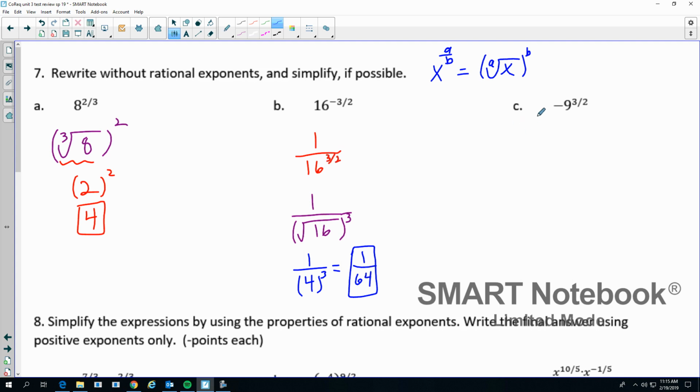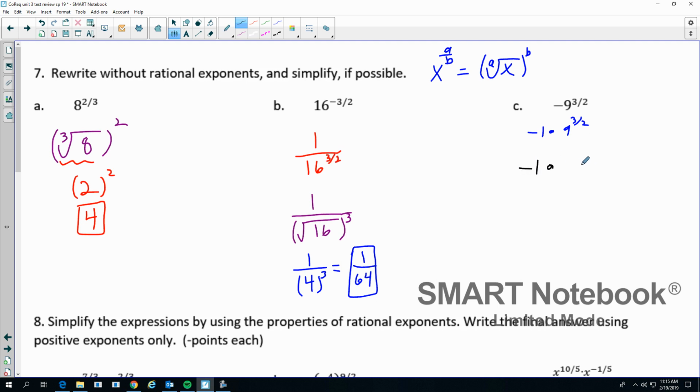All right, so we got one left like this, very similar to the previous one, except this time we put the negative with the base. What's going on here is it's really negative 1 times 9 to the 3/2. So really that negative 1 gets multiplied at the very end. If it were in parentheses, it'd be a different story, and there'd actually be an issue with the problem. But there's not parentheses, so it's going to be applied afterwards.